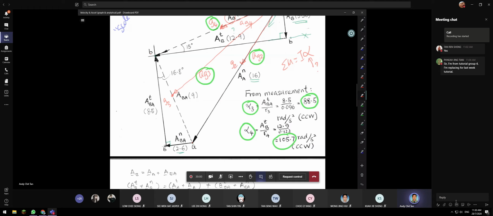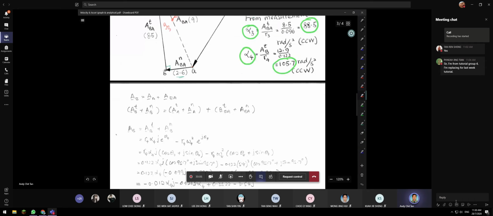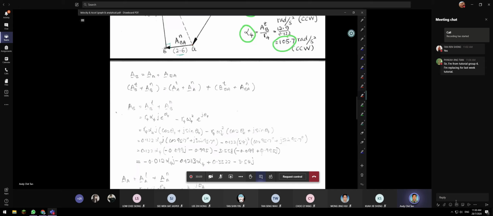Now, if you're okay, I want to show you the last method, the analytical method. I've already shown you the graphical method, now I show you the analytical method. For the analytical method, you have to break your components into tangential and normal components again, like what I did before. Then we solve this separately. We start with B first, the acceleration of B here.